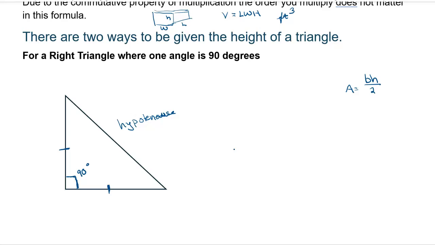So here, the height is always going to be the length of the vertical portion of that 90-degree angle, okay? So in this right triangle, the 90-degree angle is the biggest one in the triangle. The vertical part of that angle is your height.